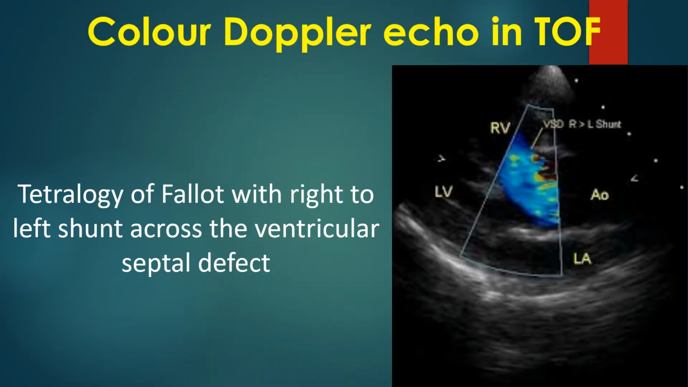Color Doppler echo in TOF. The blue color is the flow of blood from the right ventricle across the ventricular septal defect into the overriding aorta. This causes desaturation of aortic blood and cyanosis in tetralogy of Fallot. The blood from the right ventricle preferentially enters the aorta, which is overriding the ventricular septal defect, because the right ventricular outflow tract is narrowed in tetralogy of Fallot as a result of infundibular pulmonary stenosis.